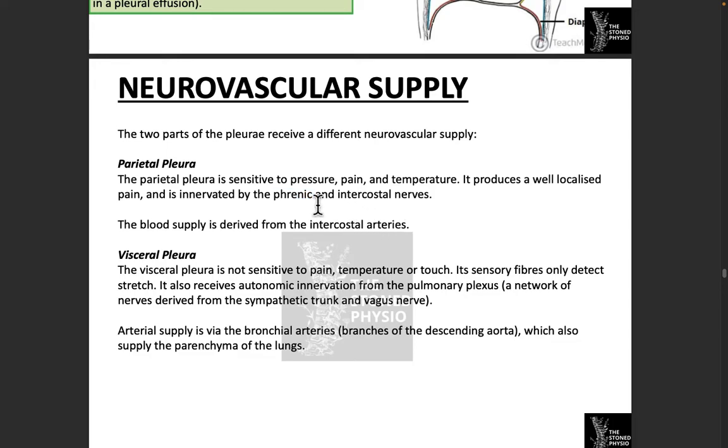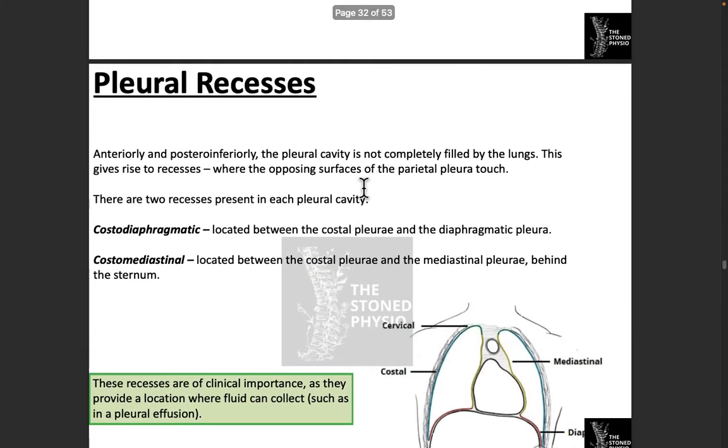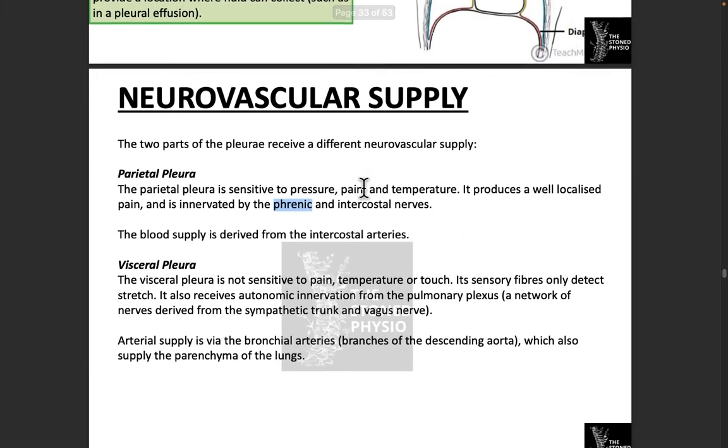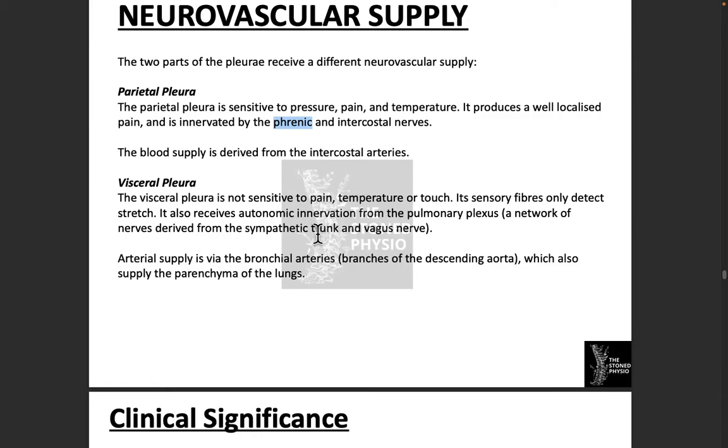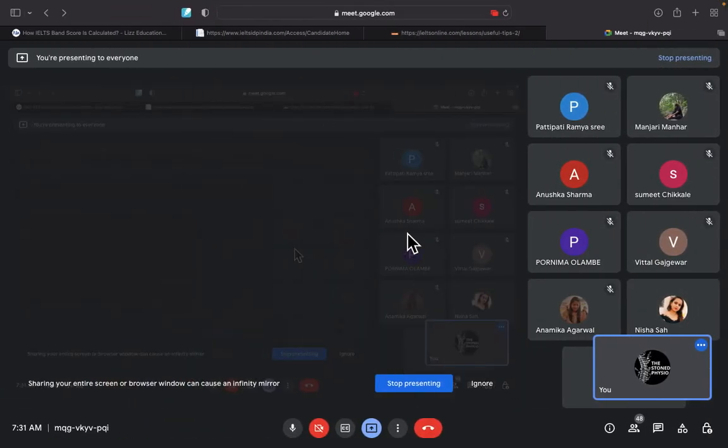So here we can see we have got the phrenic nerve, which supplies the diaphragm and the parietal pleura as well. Along with that, we have got certain intercostal nerves. Apart from that, for the visceral pleura, we can see a network of nerves derived from the sympathetic trunk and the vagus nerve. Can anyone tell me what the vagus nerve is? Is it a nerve root, or is it a cranial nerve? It is a cranial nerve. And can anyone tell me what the sympathetic nervous system is? We are going to talk about these terms in neuro, but it is the fight or flight condition. Sympathetic.